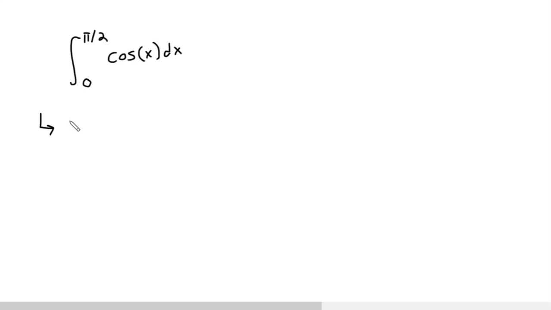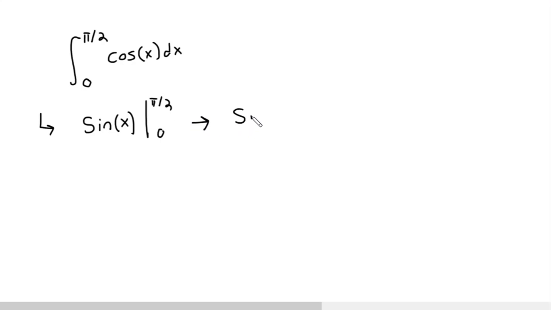Well, what's the antiderivative of cosine? That's just sine. And then we put that bar right there, running from 0 to pi over 2. It's simply our upper and lower limits of integration.